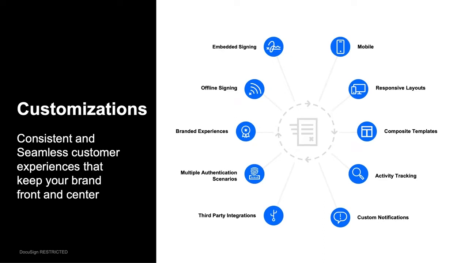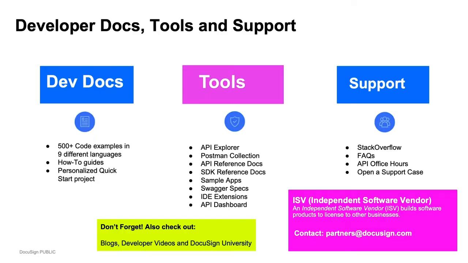More information about each of these features is available in our developer documentation. Speaking of documentation, we have 500 plus code examples in 9 different languages, several how-to guides, and a personalized quick start project. We also provide a number of tools such as the API Explorer, Postman Collection, API reference docs, SDK reference docs, sample apps, IDE extensions, and the API dashboard to help you with a fast and smooth integration.